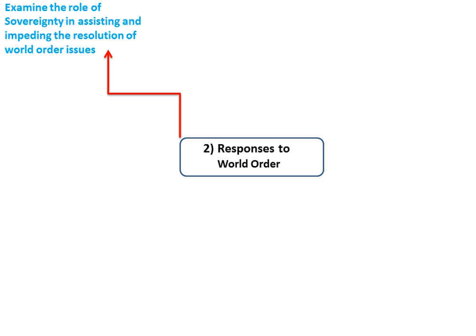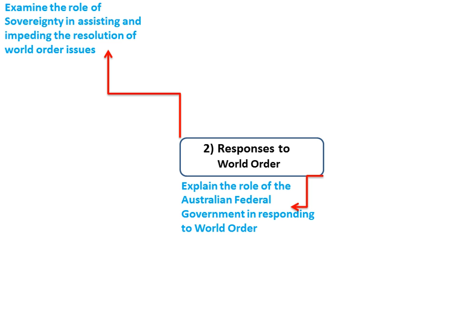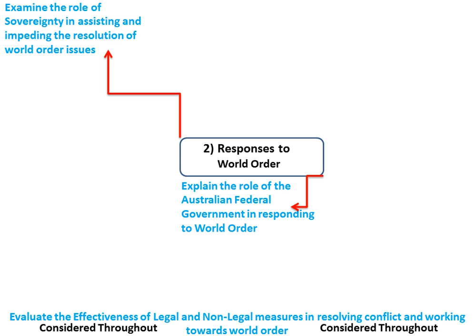Examine the role of sovereignty in assisting and impeding the resolution of world order issues. Explain the role of the Australian federal government in responding to world order. But running throughout all of this is this issue down here: students need to be able to evaluate the effectiveness of legal and non-legal measures in resolving conflict and working towards world order. So all three of these points will be achieved by looking at the single set of content.